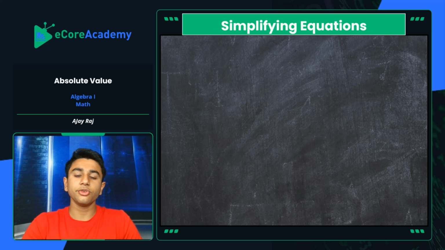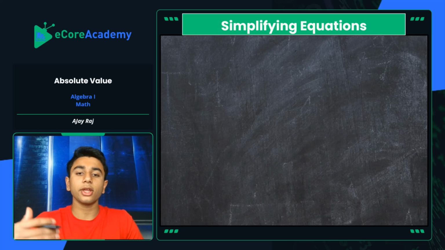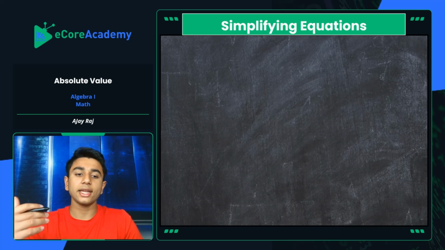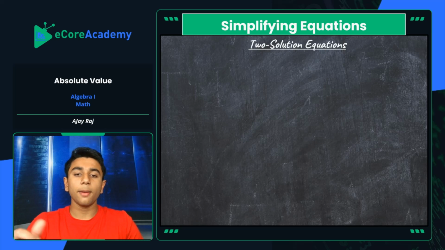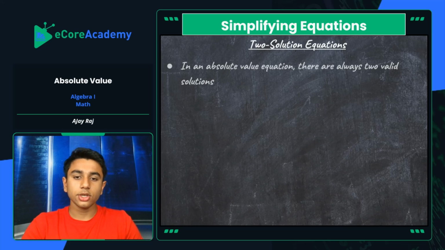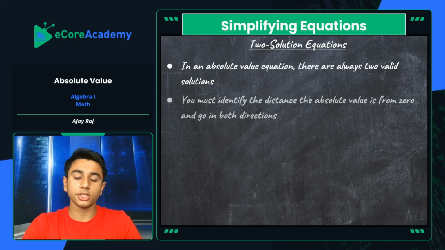All right, now let's move on to simplifying equations. Now that we've broken our expressions, we're going to look at equations. So, two-solution equations. That's exactly what equations are all about: having two possible solutions for your given variable, x in this case. So, in an absolute value equation, there are always two valid solutions for any variable that you're using.